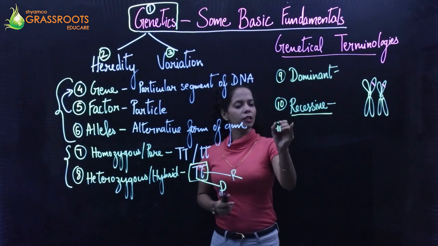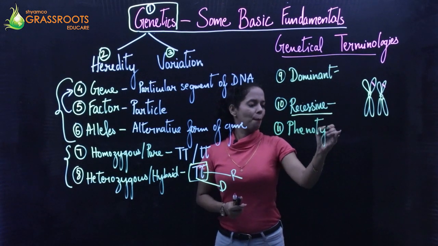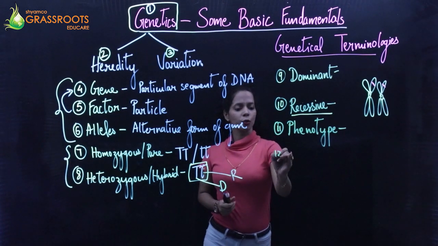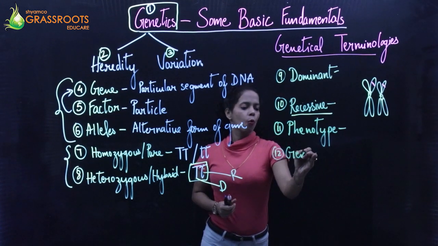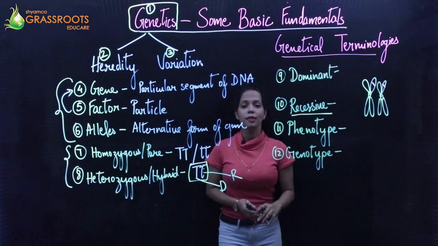Next definition is phenotype. Now what is phenotype? The physical appearance of an individual is known as phenotype. Opposite to it is genotype, fine. What is genotype? The genetical constituent of an individual is known as genotype.